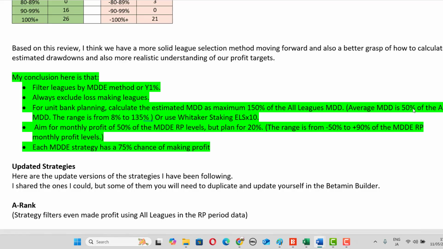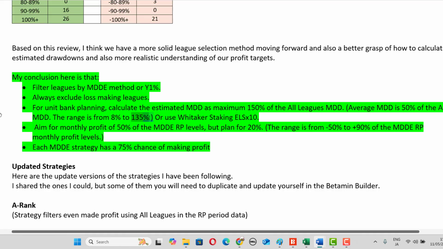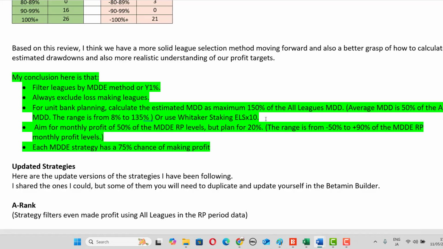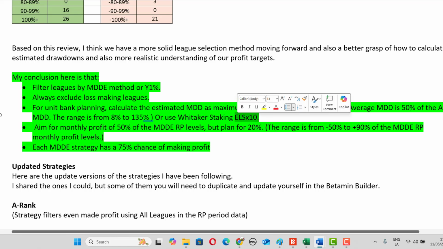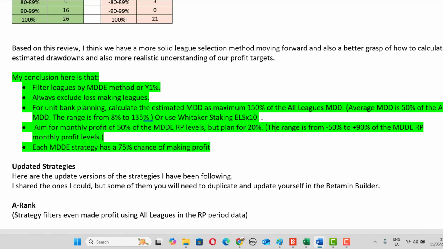But if you want to be super end of the world, this is the last bank I'm ever going to use, trying to make an unbreakable bank, then use a maximum drawdown expectation of 150% of your All Leagues maximum drawdown. That's if you're making a bank based on level stakes. If you're using Whitaker staking, then just use an ELS times 10. So we've seen above that the maximum ELS we had to get through was 6.3. So 10 is quite conservative, and your bank should be able to make it through.